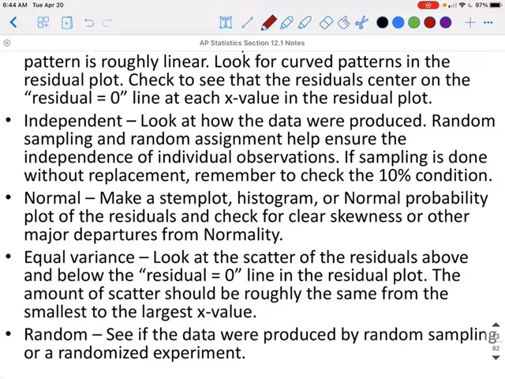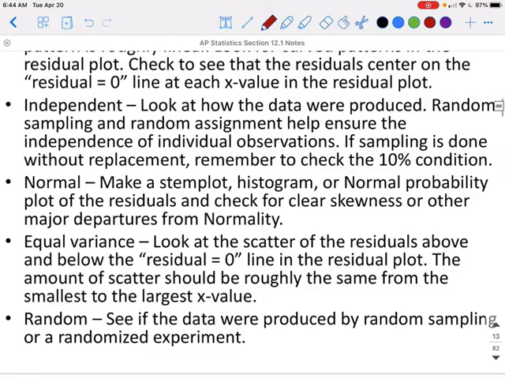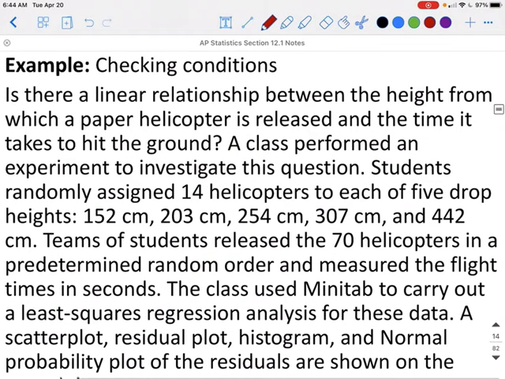We need to check for equal variance, so look at the scatter plot of the residuals above and below the residual line equals 0 in the residual plot. The amount of scatter should be roughly the same from the smallest to the largest x values. And we need to check that it's random, so see if the data were produced by random sampling or a randomized experiment.